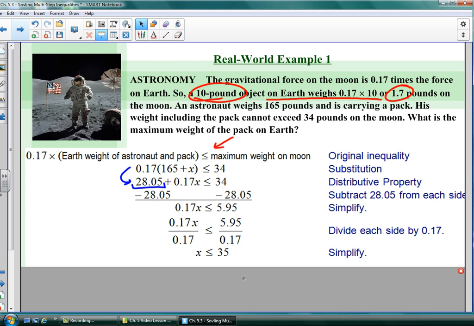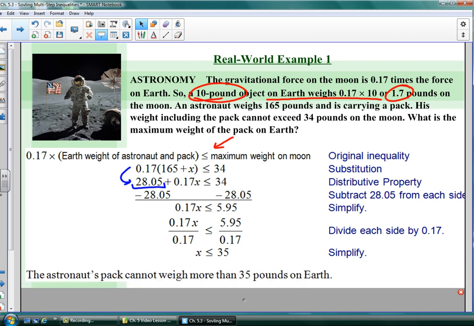So what that's telling you, and this is how we have to finish out the problem, is that the pack can be up to and equal to 35 pounds on Earth. Because when we get to the moon, it's going to be less, and using our conversion factor, that will put us below or equal to the 34-pound weight limit.